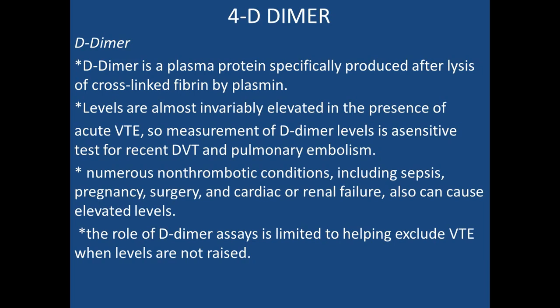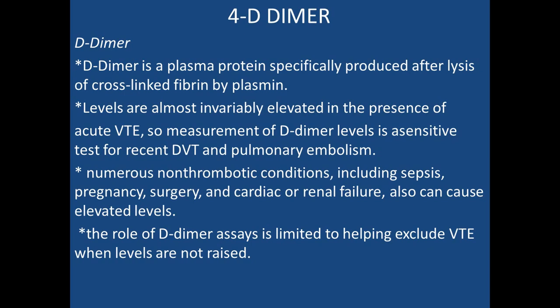One of the most important blood investigations is the D-dimer. The D-dimer is a plasma protein that is specifically produced after lysis of cross-linked fibrin by the plasmin system. The levels are almost always elevated in the presence of acute venous thromboembolism. So measurement of D-dimer level is a sensitive test for recent DVT and pulmonary embolism.